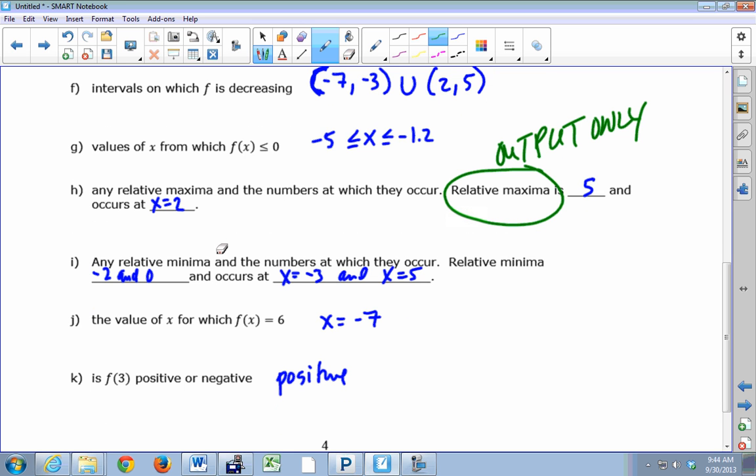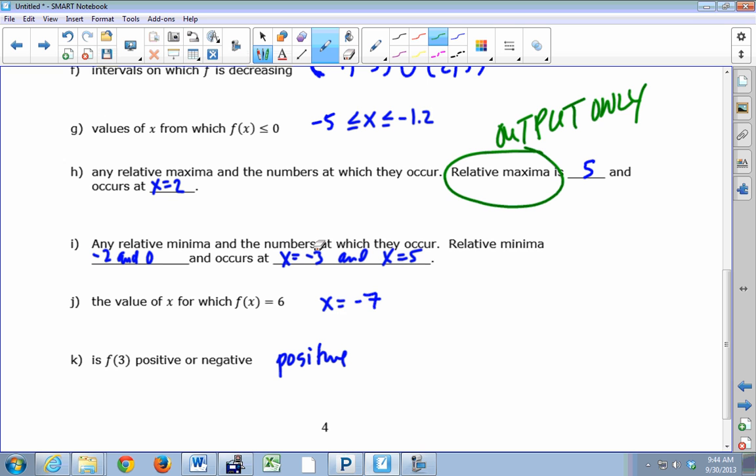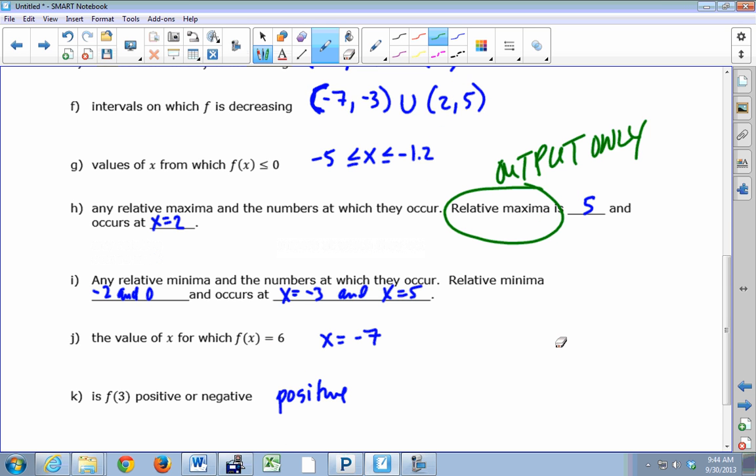Any relative minima and the numbers at which they occur. We have a relative minimum value at -2 and 0, and they occur at x equals -3 and x equals 5. And then these last two, I think, are intuitive. All right, so the last thing we have to cover for this section, and then the final piece of section 2.2 we're going to cover on Wednesday.